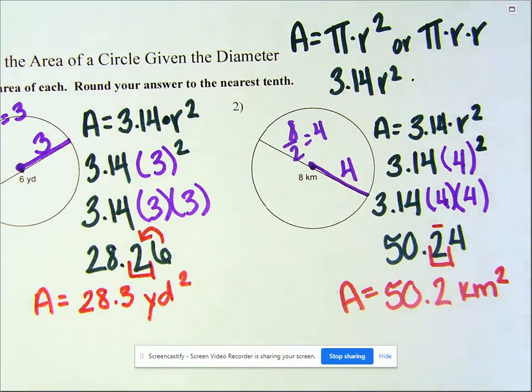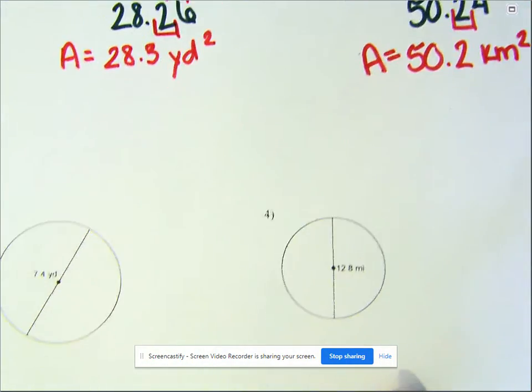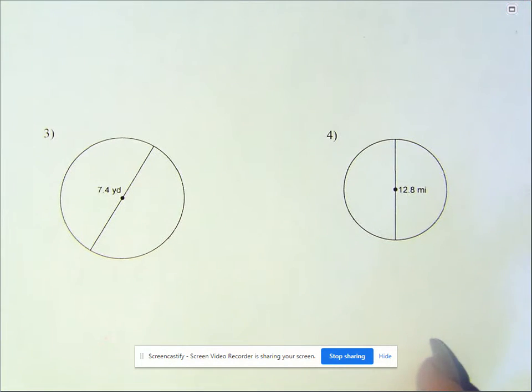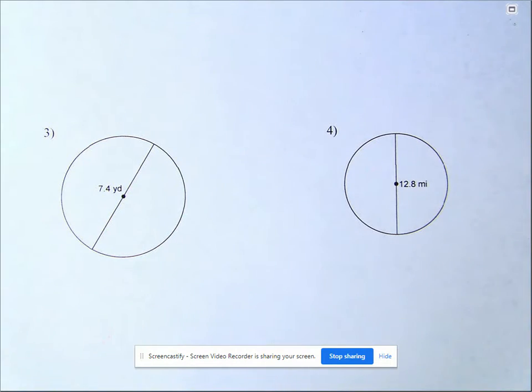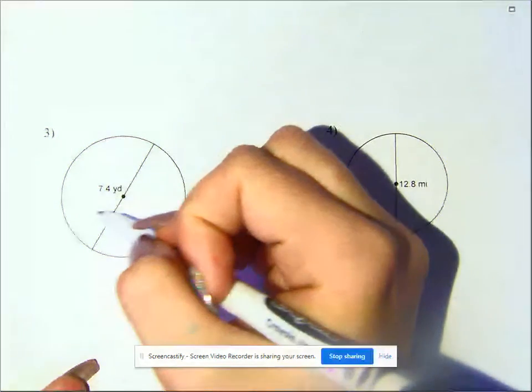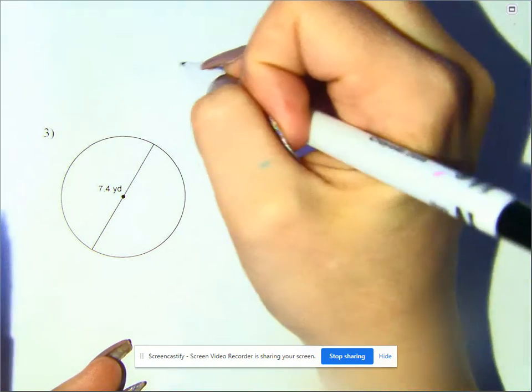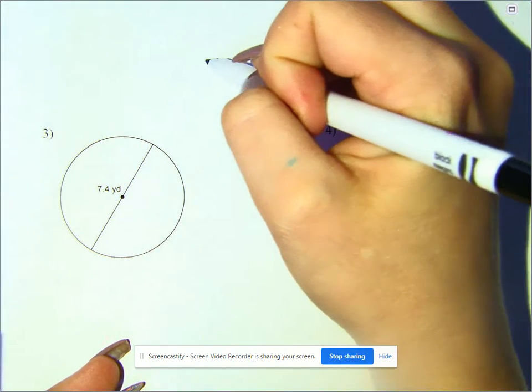Okay, number 3 is taking it again one step further. Our diameters are now going to be decimals. Okay, so same type of concept. The only thing is now this is a decimal, so we're still going to divide, and I'm going to walk you through that. So I'm going to write the formula up here bigger so we can see it again.